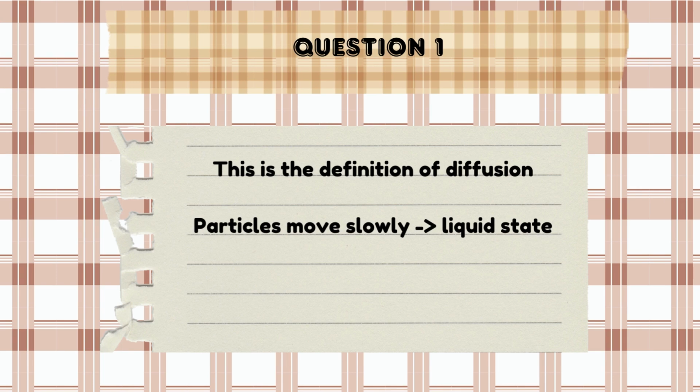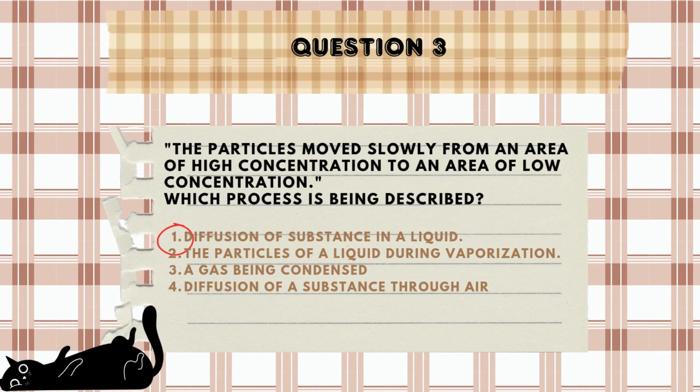There are two options that contain the word diffusion in them, but we can pick out the correct answer by looking at our keywords again. Particles move slowly, so this must be in the liquid medium. Gas particles are much further away from each other, so the movement through this medium is not as restricted as in the liquid medium. So the correct answer is diffusion of a substance in liquid.